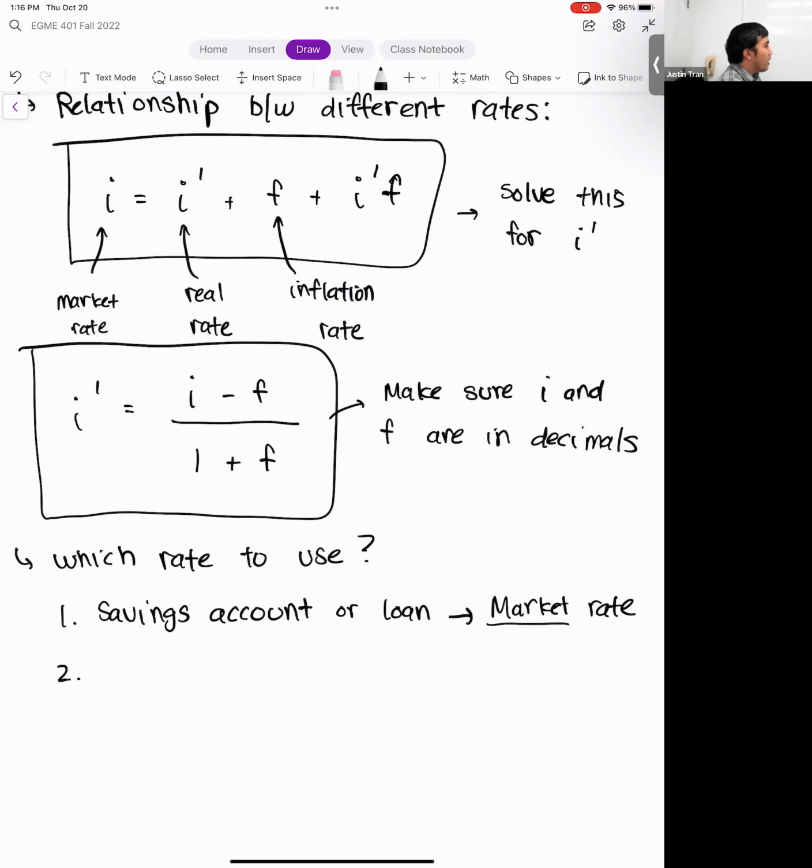Whereas if you're doing some kind of economic analysis for an engineering company, or a lot of the analyses that we've been doing in the class.